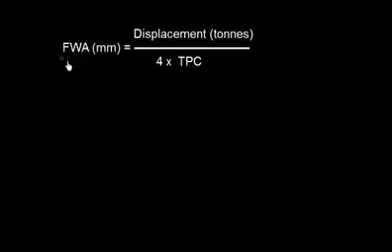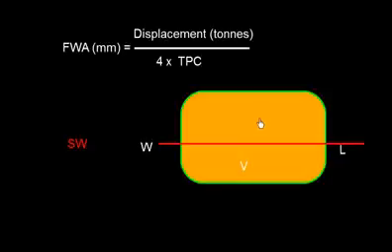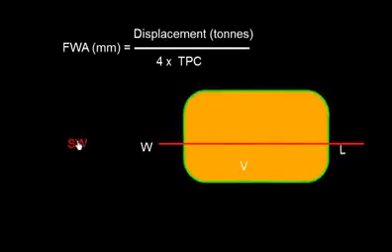In this video, let us understand this formula: freshwater allowance in millimeters is equal to displacement in tons, this is summer displacement, divided by 4 into TPC, which is tons per centimeter. Now let's have the ship, and we are looking at the ship in the transverse direction. As the ship is in salt water, this is waterline WL, and this is the underwater volume. Let me mark this. This is underwater volume, and it is denoted by capital letter V.